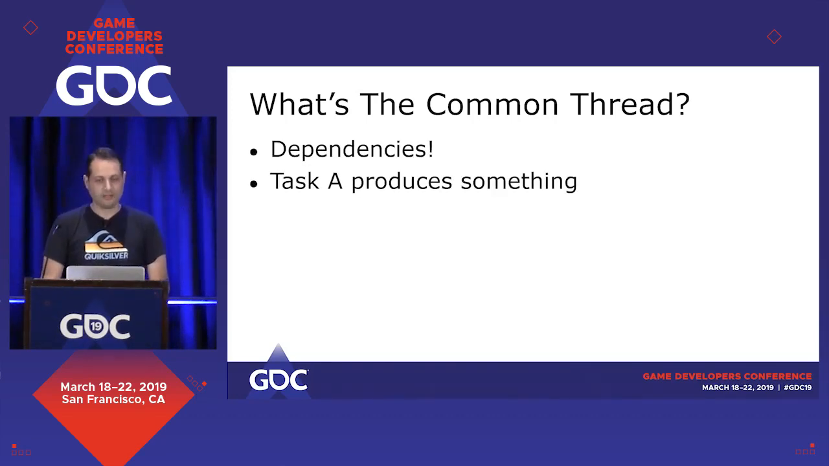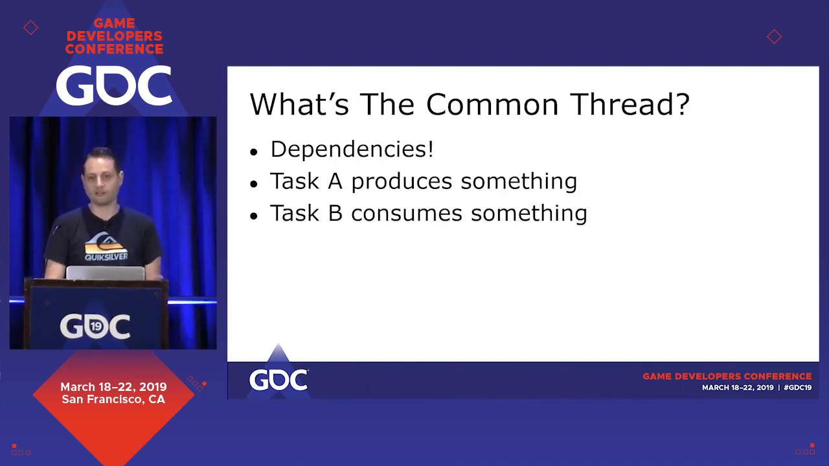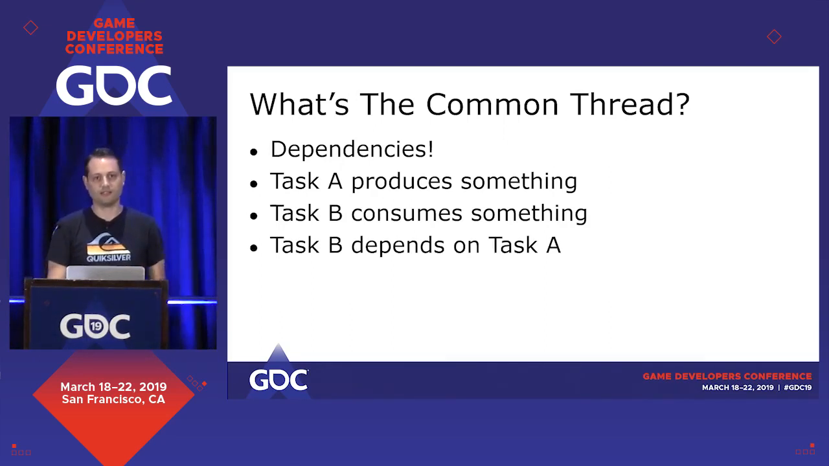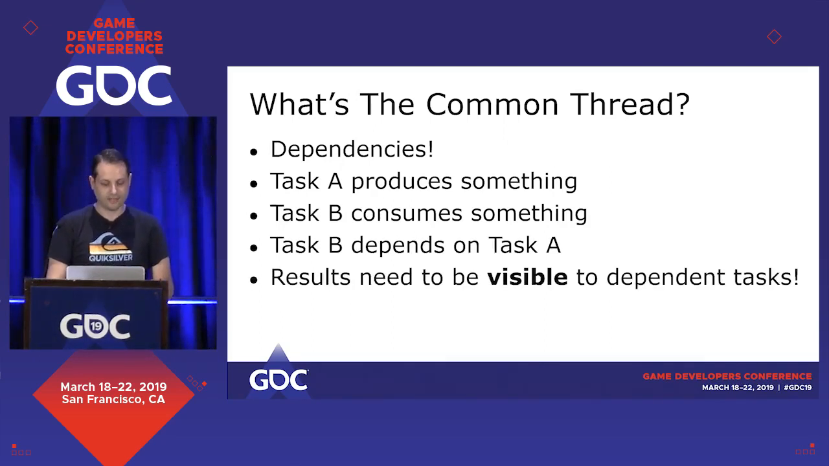You might have one task on one core that's producing a bunch of data, and then another task on another core that's reading that data, and that naturally forms a dependency, right? You would say task B depends on task A. And so what happens when you have this dependency, it's really important.